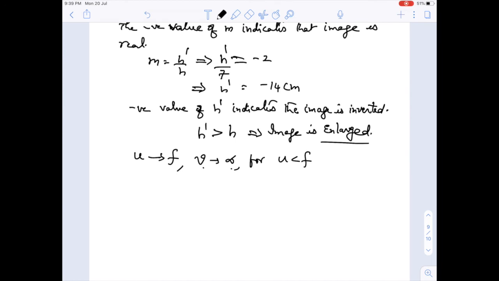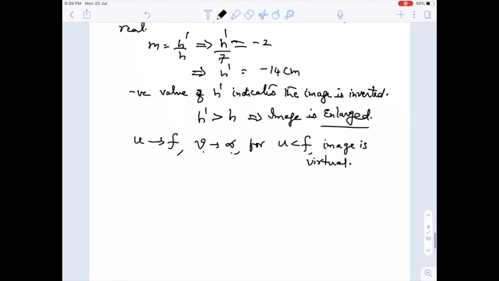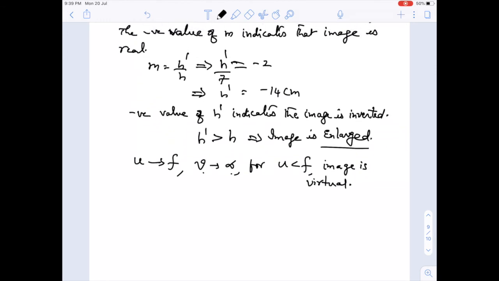But for object distance less than f, the image is virtual. This is the only case where you will find a virtual image in the case of a concave mirror. So, this is how you will solve the problems, and please post your doubts if you have any in the comment section.